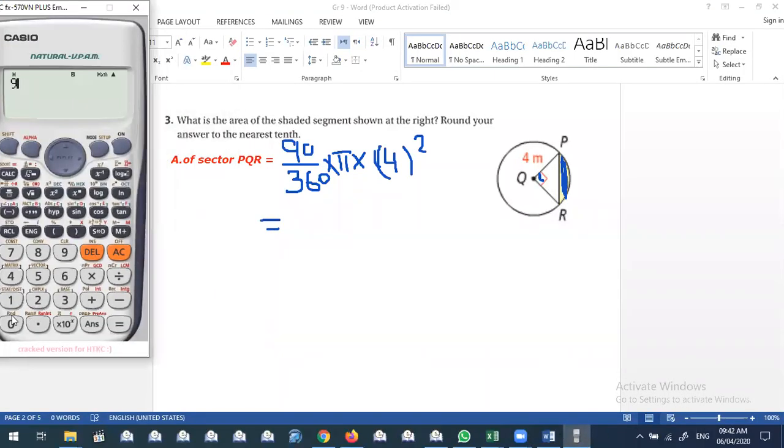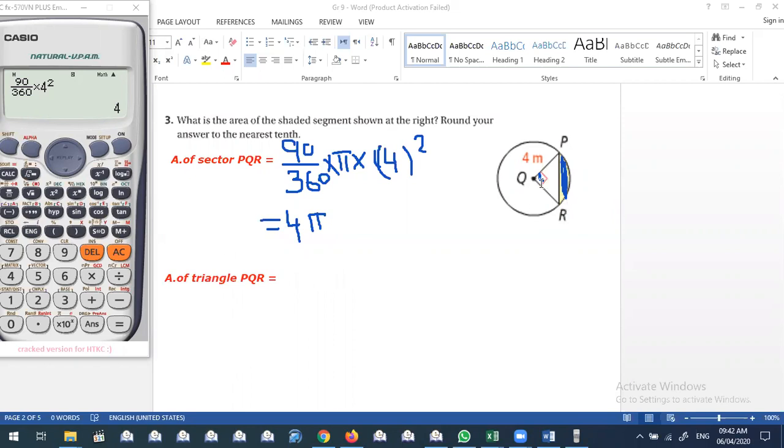Let's find it first. 90 over 360 times 4 power 2. The final answer is 4. Don't forget pi. So the area of the sector is 4 pi. After that, let's find the area of triangle PQR.